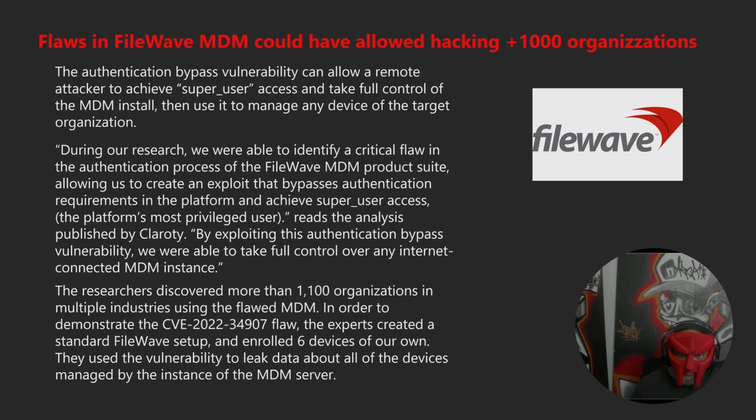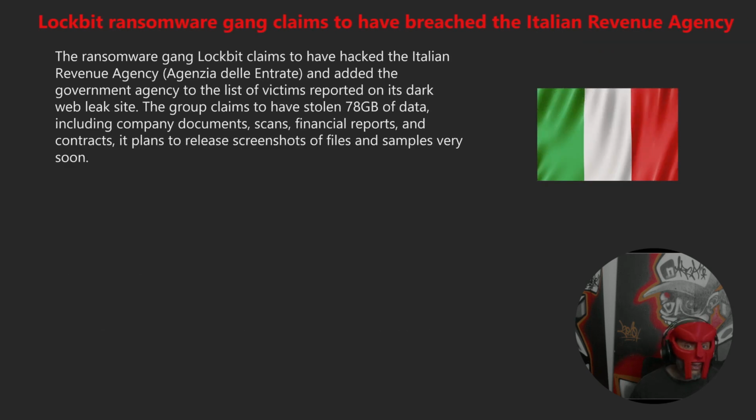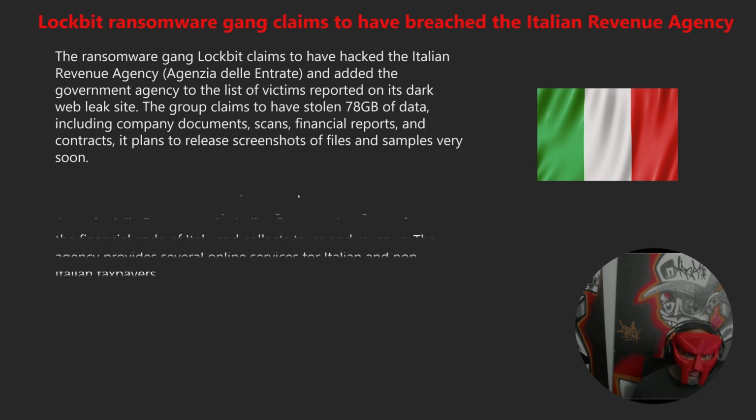the MDM server. The ransomware gang Lockbit claims to have hacked the Italian revenue agency Agenzia delle Entrate and added the government agency to the list of victims reported on its dark web leak site. The group claims to have stolen 78 gigabytes of data, including company documents, scans, financial reports, and contracts. It plans to release screenshots of files and samples very soon.